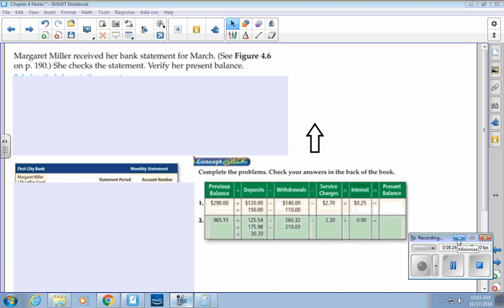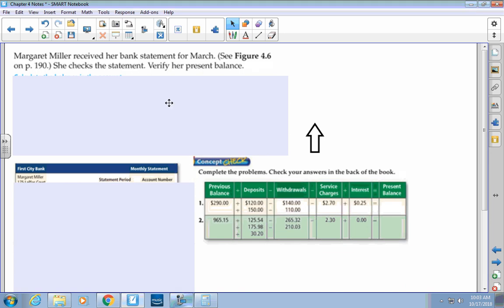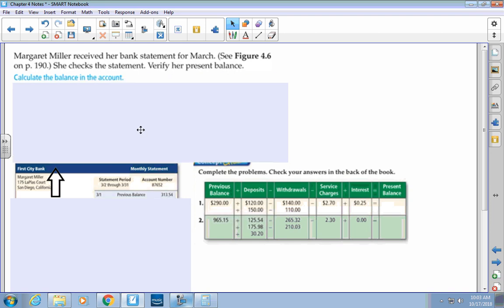Okay, we're going to take a look at our friend Margaret here and take a look at her bank statement and see if we can get an accurate measure of her balance. So we're going to verify her present balance. We're going to look at the bank statement, look at the math from the statement, and make sure that we have everything written down correctly. Okay, so her previous balance was $313.54.